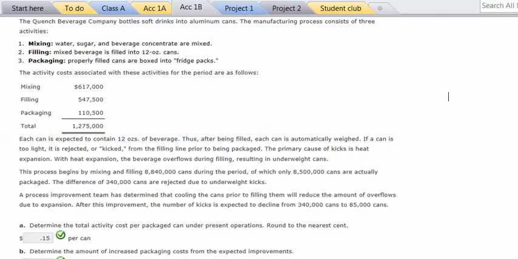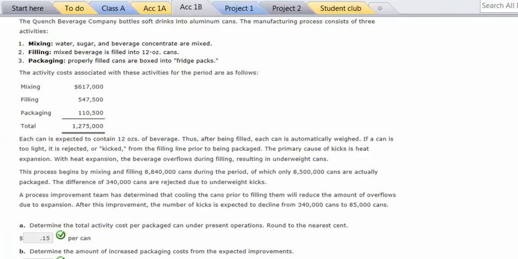A process improvement team determined that cooling the cans prior to filling them will reduce the amount of overflows due to the expansion. After this improvement, the number of kicks is expected to decline from 340,000 cans to 85,000 cans. Determine the total activity cost per packaged can under the present operations, rounded to the nearest percent.